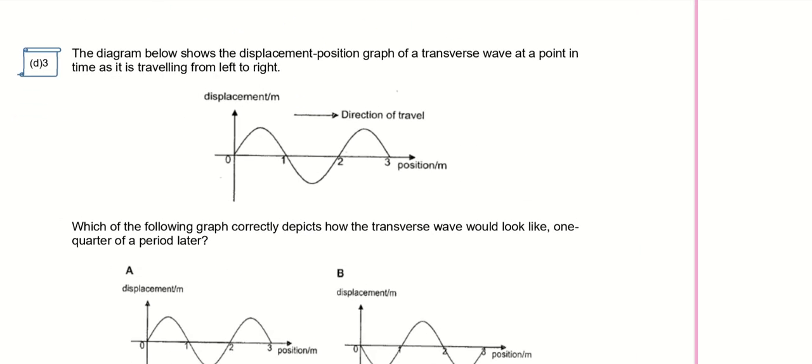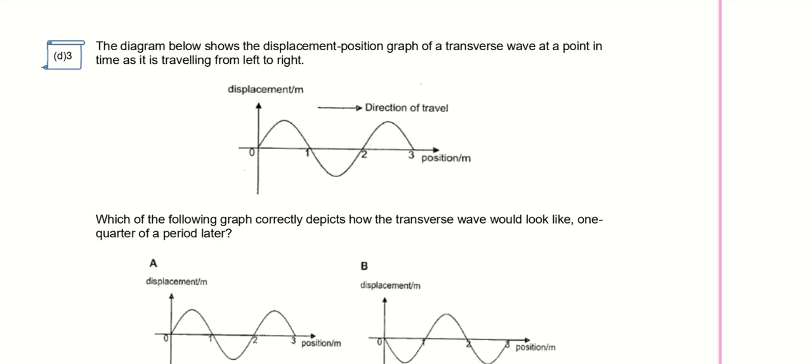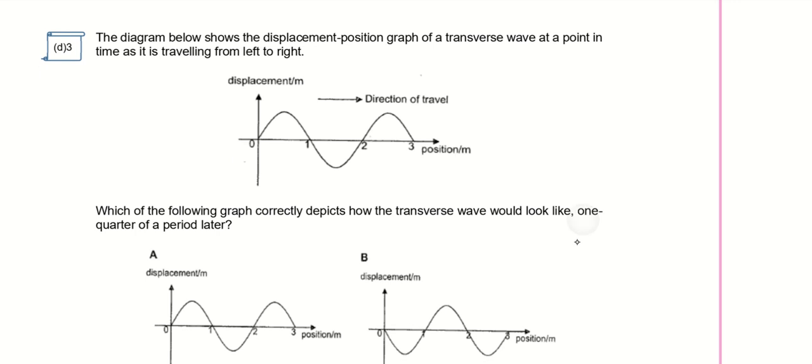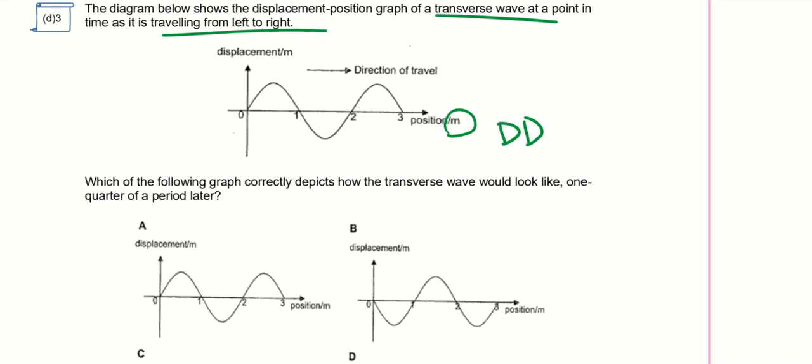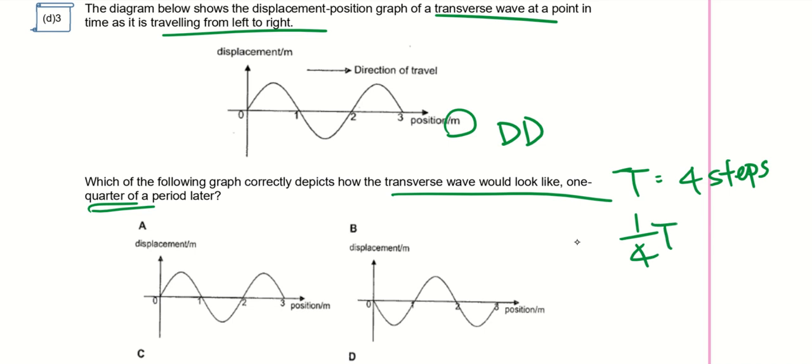Okay, now this one. Diagram below shows the displacement position graph, displacement position, and is in meters, so this is actually our DD graph. It's a transverse wave at a point as it's traveling from left to right. Okay, which of following correctly depicts how the transverse wave would look like 1/4 of a period later. 1/4 of a period. One period T, okay, it involves 4 steps. Okay, but now they want 1/4 period, that means it's only 1 step.